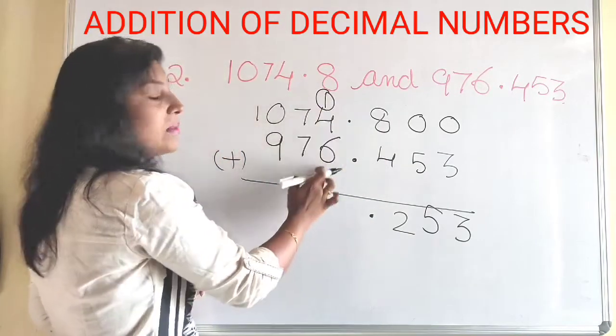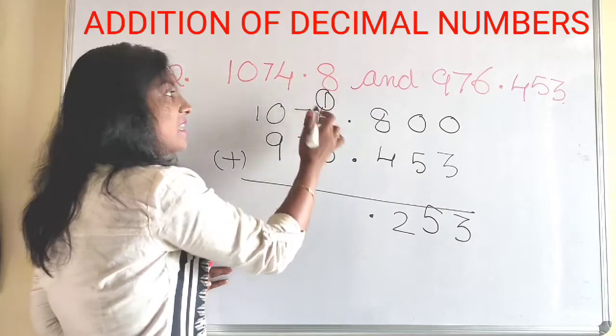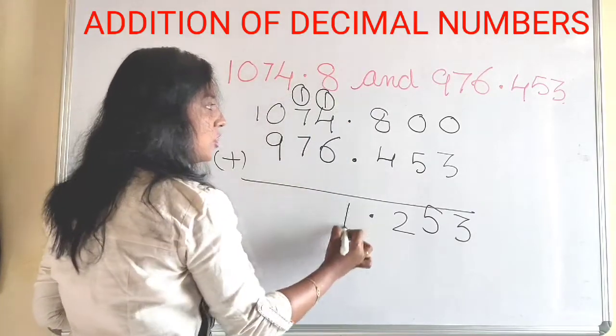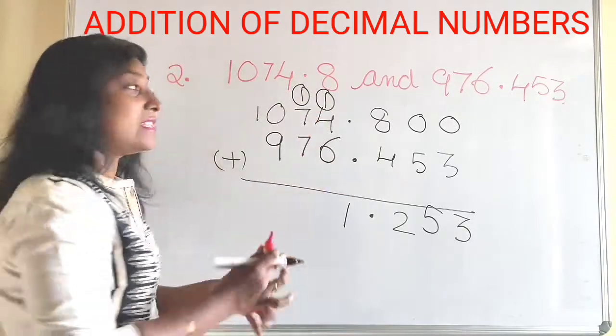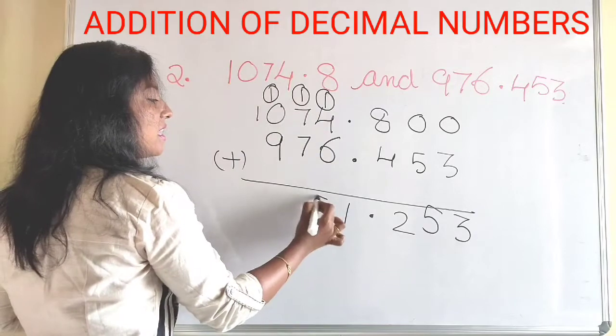Next 4 plus 6 gives 10. 10 plus 1 gives 11. So here also we got the carry over. And next 7 plus 7 is 14. 14 plus 1 is 15. So we got a carry over. So 1 here and 5 here.